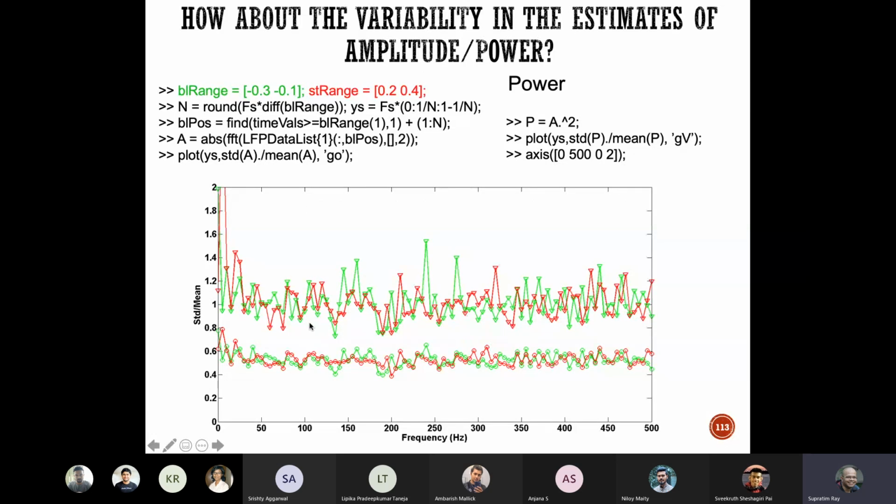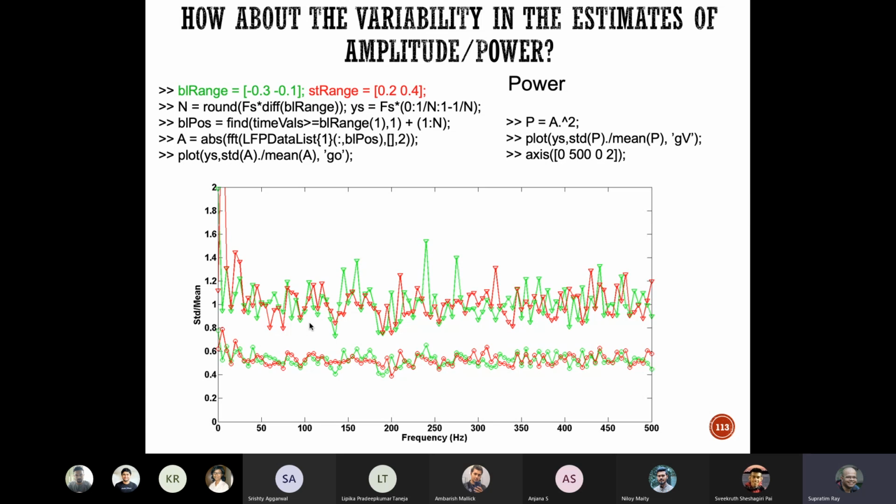This basically means that you are never able to estimate the amplitude or the power of a signal properly when you do it on an individual trial. And the reason for that is deep in the signal processing itself. It has nothing to do with the biological signal. And this is actually a big problem.